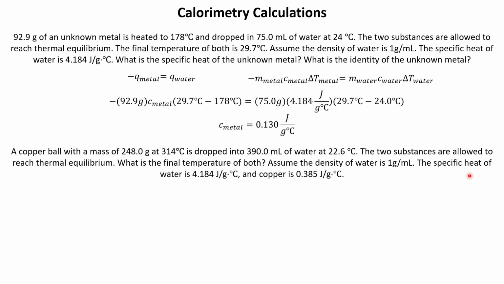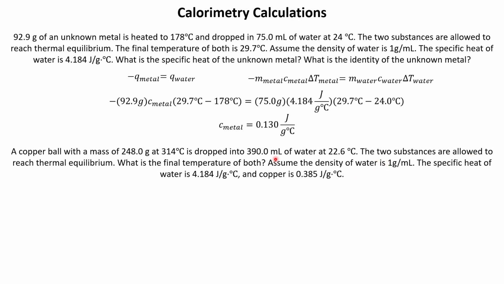Let's do another of these types of calorimetry problems, but this time let's find our final temperature. A copper ball with a mass of 248 grams at 314 degrees Celsius is dropped into 390 milliliters of water at 22.6 degrees Celsius. The two substances are allowed to reach thermal equilibrium. That's very important. What is the final temperature of both? Again, we can assume the density of water is 1 gram per milliliter, and the specific heat of water is again 4.184 joules per gram times degrees Celsius. And they give us the specific heat of copper: 0.385 joules per gram times degrees Celsius.